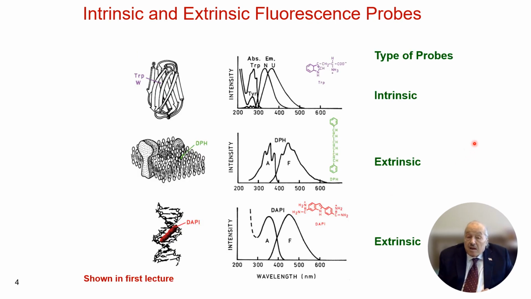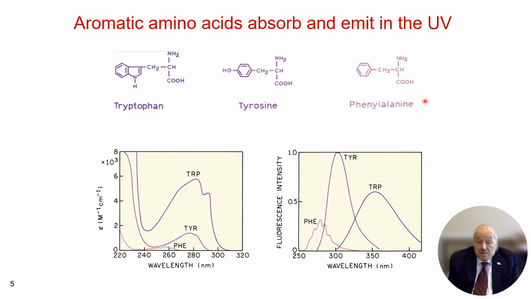I showed you this slide in the first lecture: there are basically two types of probes. Some are natural to biology; they occur by themselves. These are the intrinsic probes. And then there are extrinsic probes, which are something we add to provide a signal that otherwise wouldn't be there. So for the moment, we're going to talk a little bit about intrinsic probes.